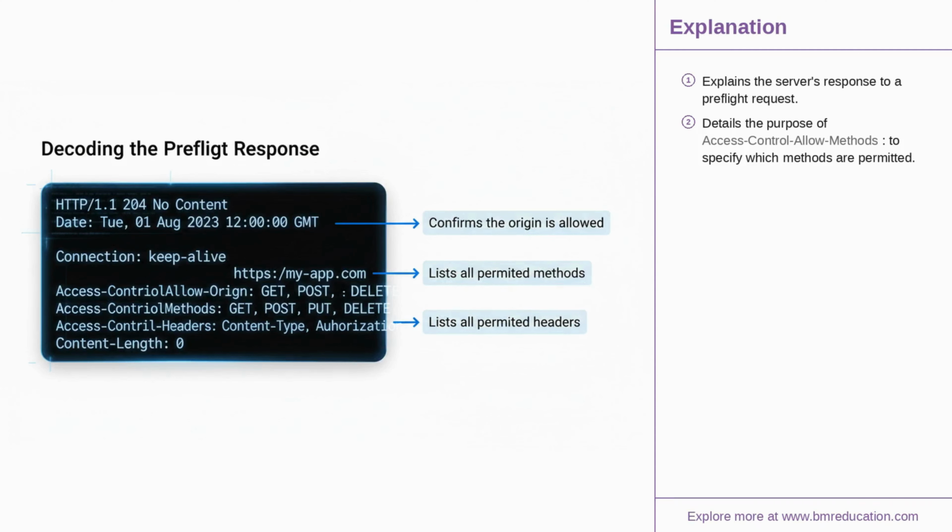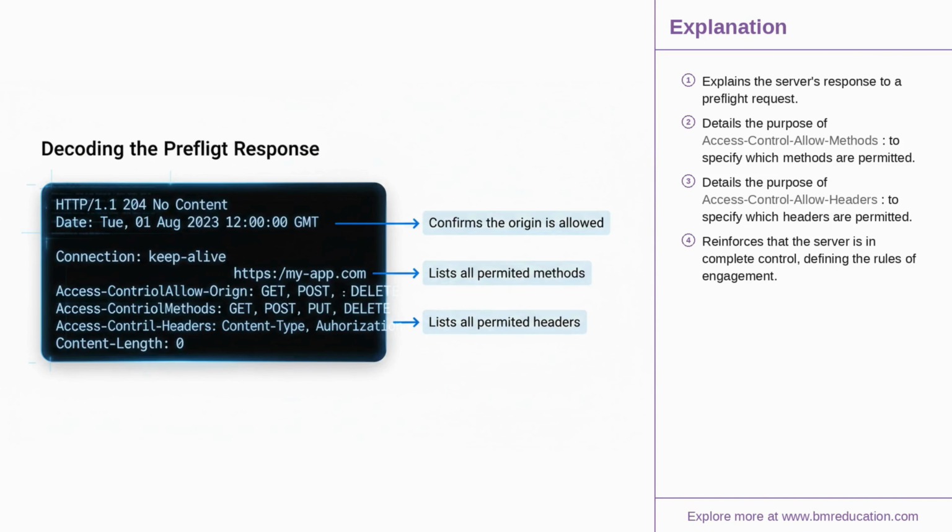In response to the preflight OPTIONS request, the server sends back its own set of access control headers, effectively laying out its rules. The Access-Control-Allow-Methods header lists all the HTTP methods it allows from that origin. The Access-Control-Allow-Headers header lists all the custom headers it will accept. If the server approves the request, it will also include the familiar Access-Control-Allow-Origin header.